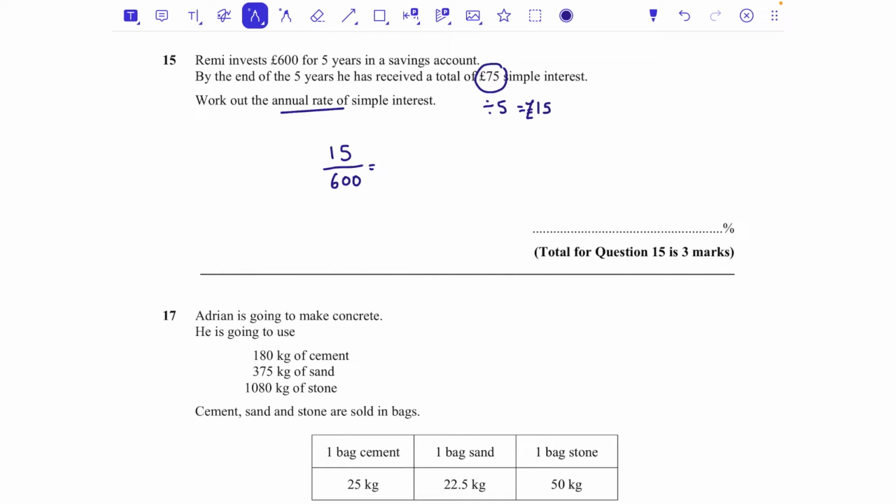And we're going to times that value by 100 to get it as a percentage. So 15 out of 600 times by 100, type that in your calculator, and that gives you an answer of 2.5. So the percentage simple interest rate is 2.5%.